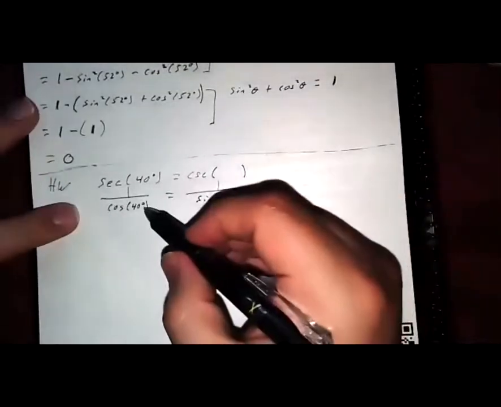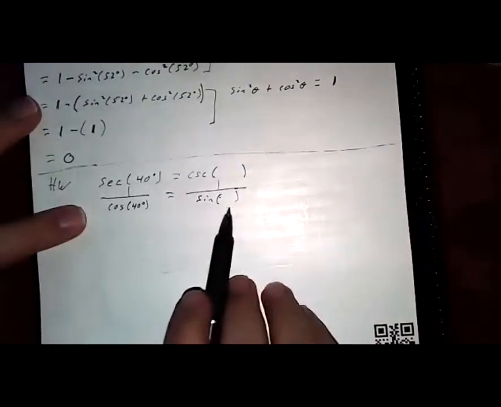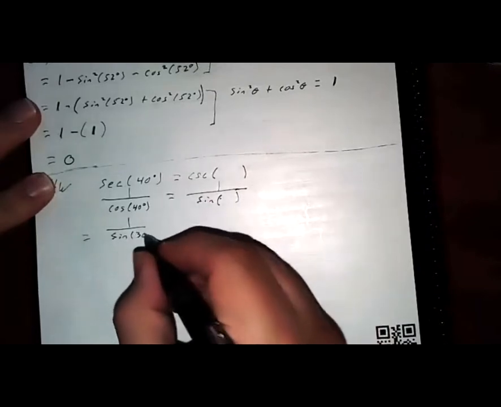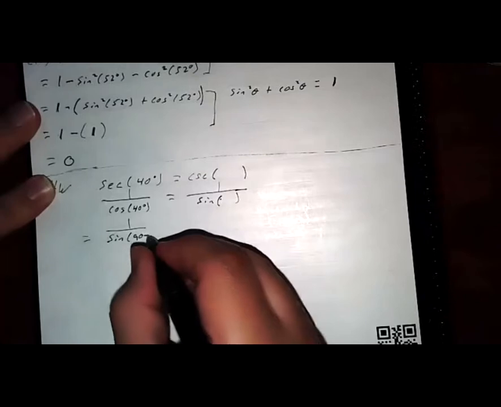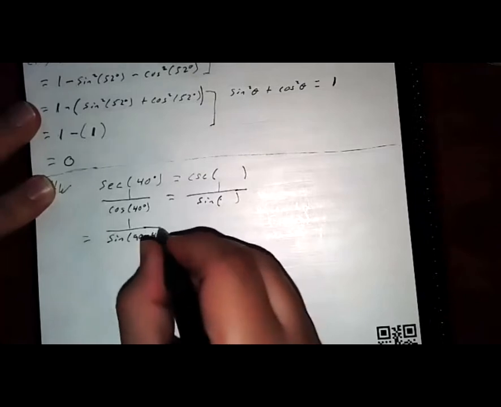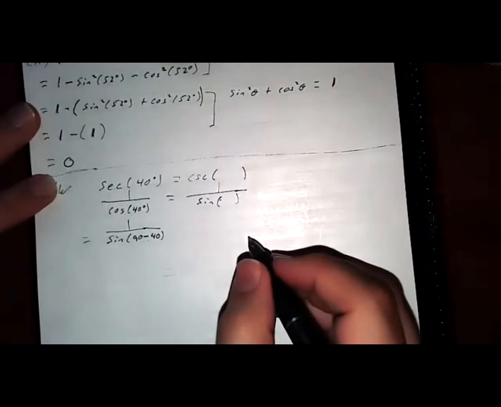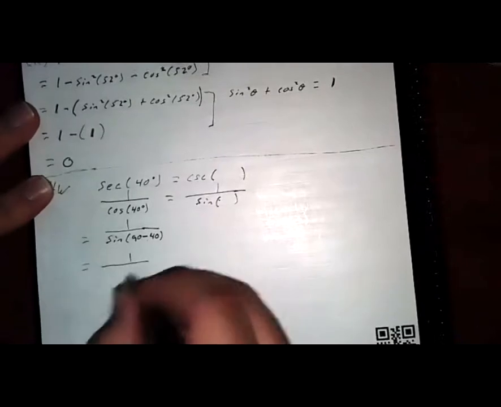So what you do, if I want to make these equal, changing this side would be 1 over sine of 30. No, I'm sorry, 50. Let me show the work though. The formula says sine of 90 minus 40, which would be 1 over sine of 50.